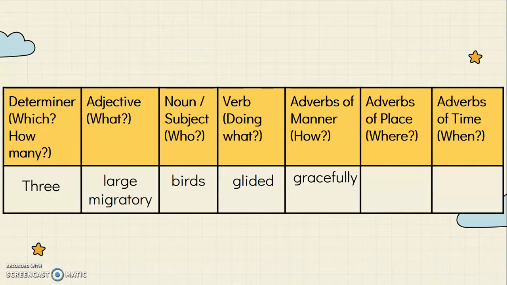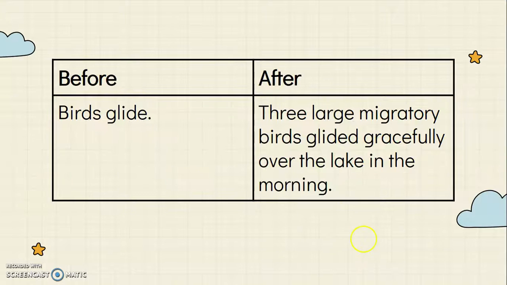We can have adverbs of manner. How did the bird glide? Gracefully. We can add adverbs of place: over the lake. Adverbs of time: in the morning. You realize that before it's just 2 words, "birds glide." And after, the sentence became "3 large migratory birds glided gracefully over the lake in the morning."